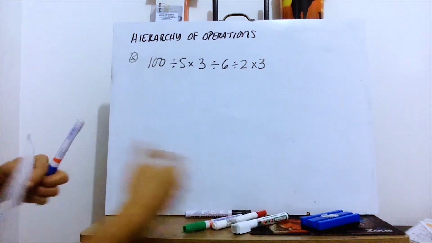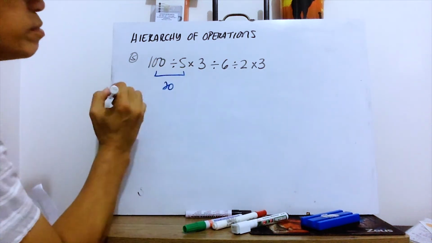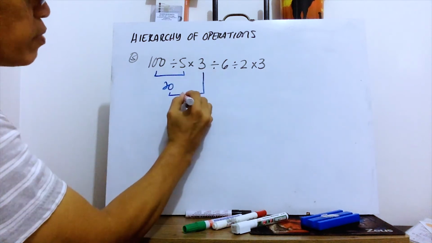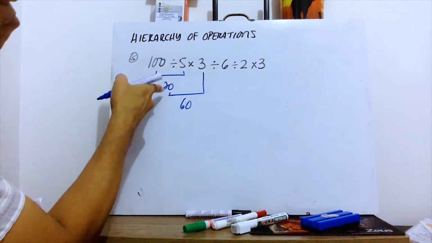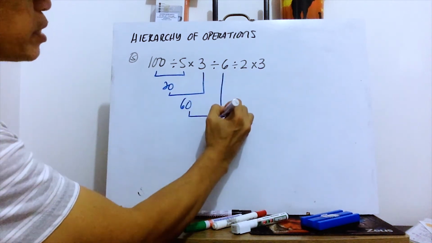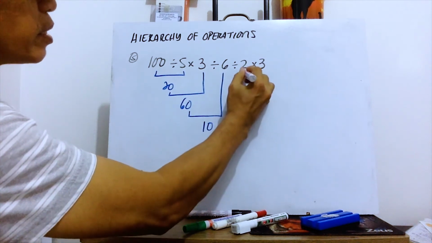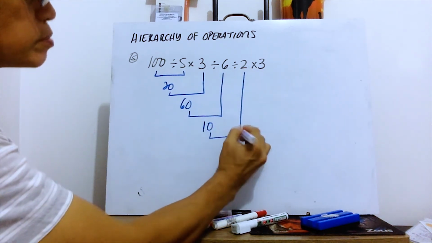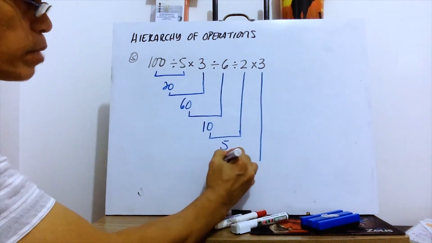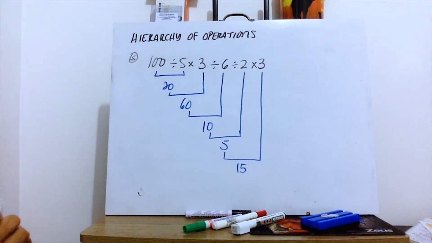All right. Let's do this first. That's 20. Then let's multiply by 3. That is 60. Yep. And then let's divide by 6. That's 10. And then let's divide by 2. That's 5. And finally, we multiply by 3, and that is 15. Wow, look at that, no?